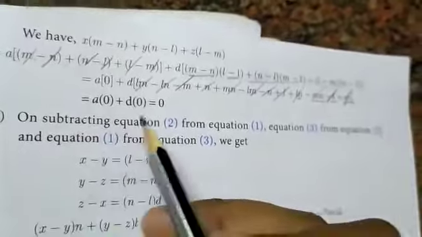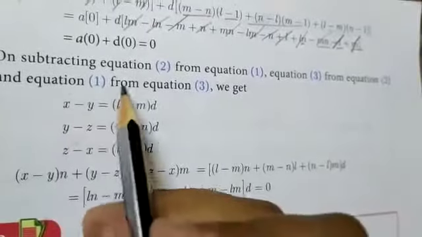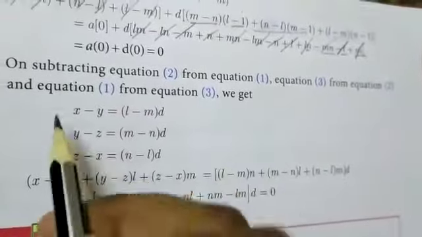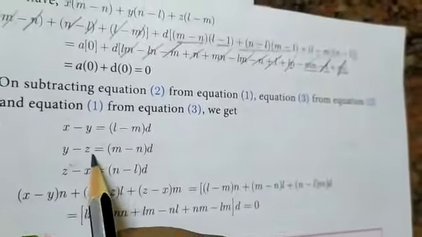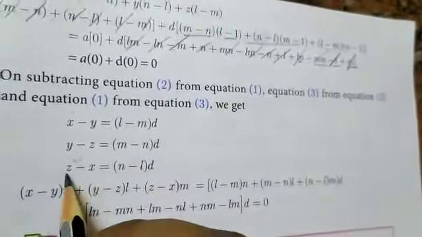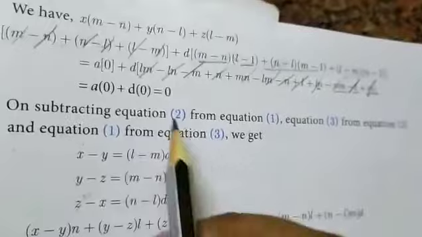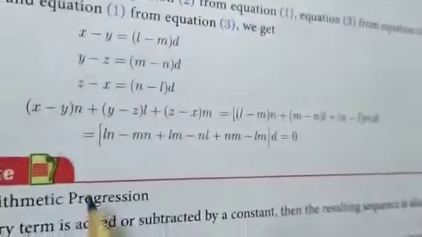On subtracting equation 2 from equation 1 and equation 3 from equation 2 and equation 1 from equation 3, we get x minus y equal to l minus m into d, y minus z equal to m minus n into d, z minus x equal to n minus l into d. From here you can know that a equal to minus d and d equal to minus a.